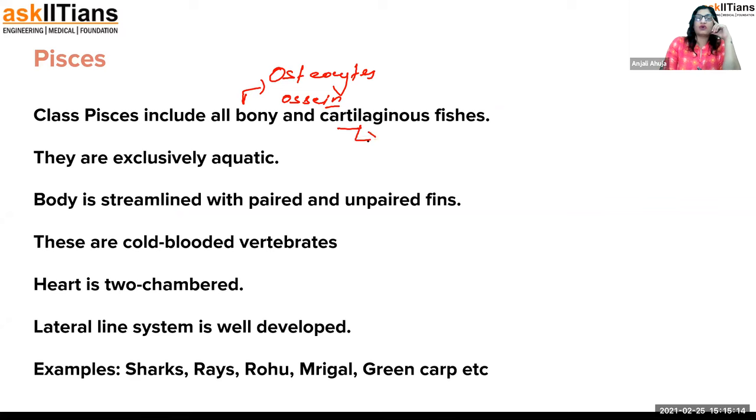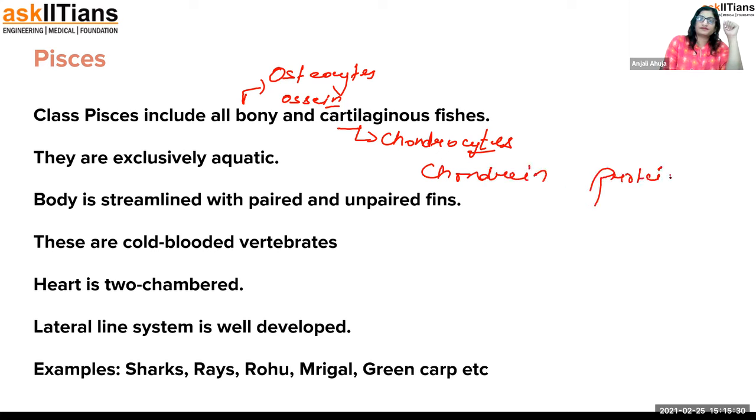And cartilaginous fishes have chondrocytes. Cyte means cell; the cells of cartilage are known as chondrocytes. So the protein chondrin is there in them. My point is, they include all the bony and the cartilaginous fishes, and Osteichthyes and Chondrichthyes are their names. I have shown you the names before, and I'll show you the spelling again on the next page if you're not sure of that.